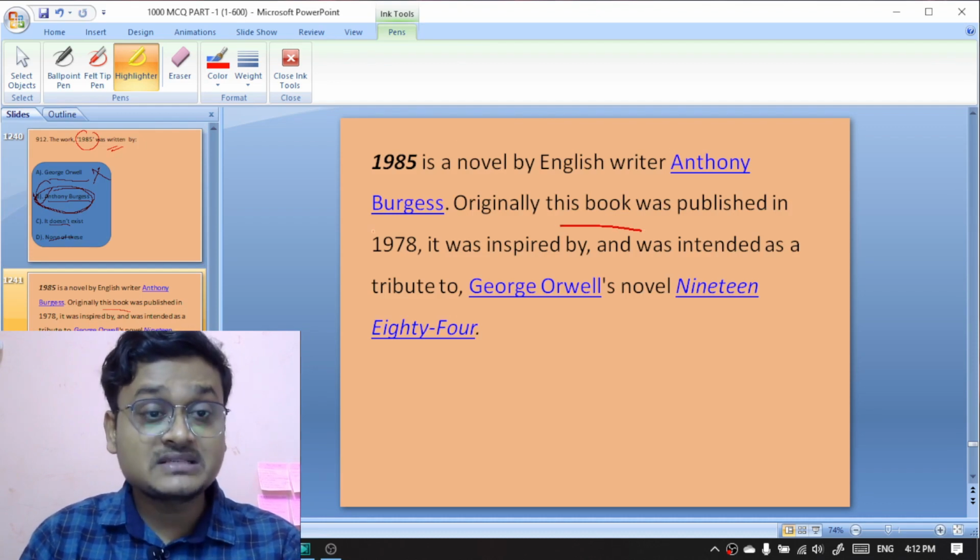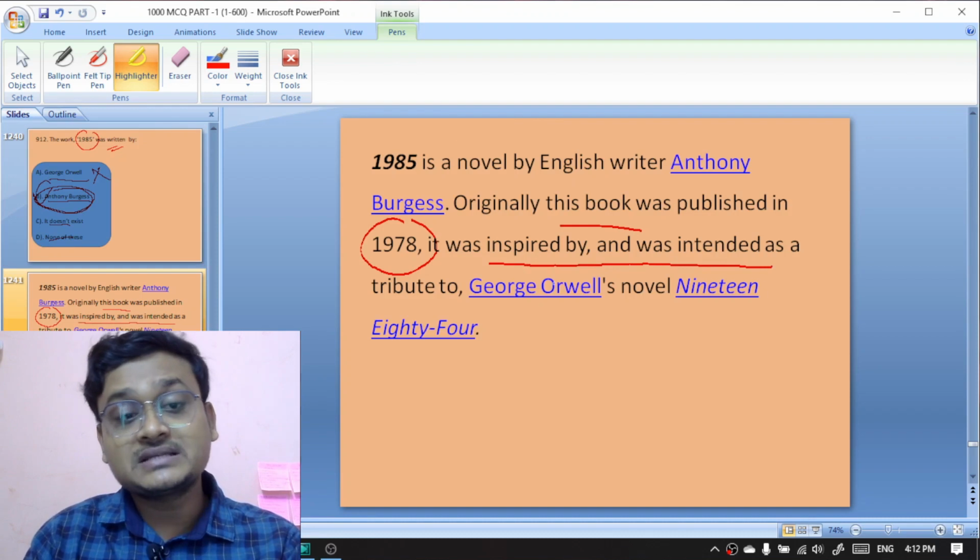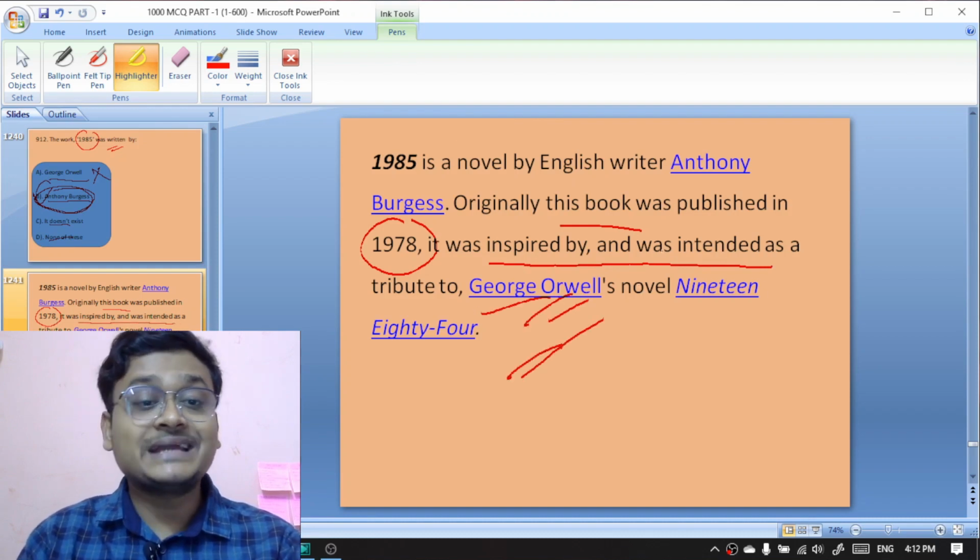Originally this book was published in 1978. It was inspired by, and intended as a tribute to, George Orwell's novel 1984.